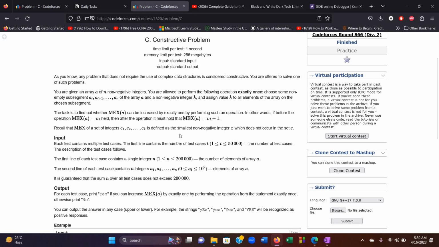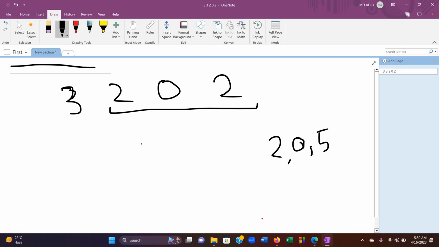If I give a short brief about MEX, MEX is basically minimum excluded. What is the minimum excluded of an array? If we're given this array, the minimum excluded is the smallest non-negative integer that is not present in this array.